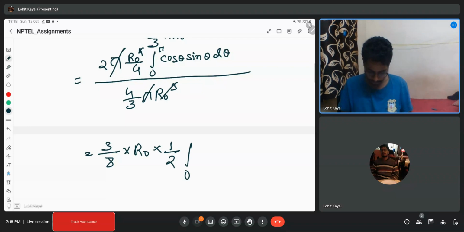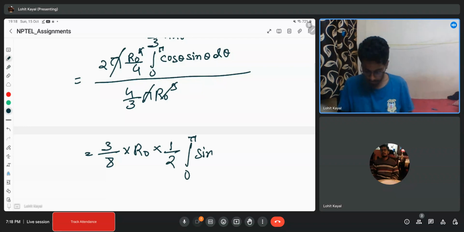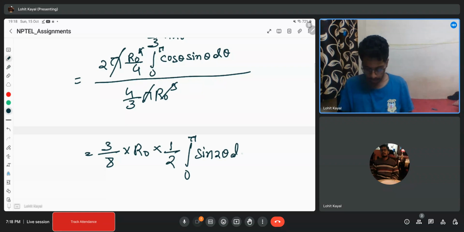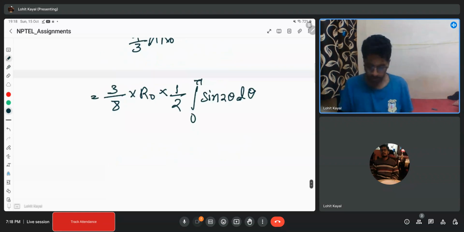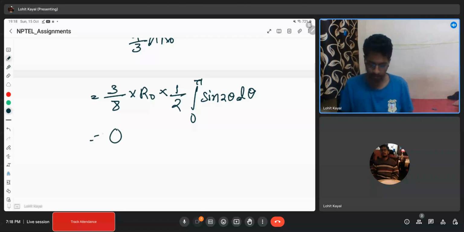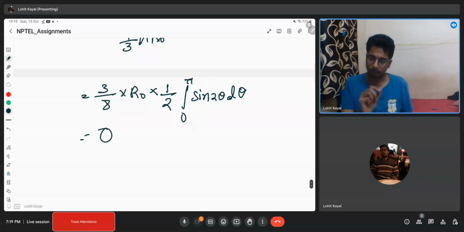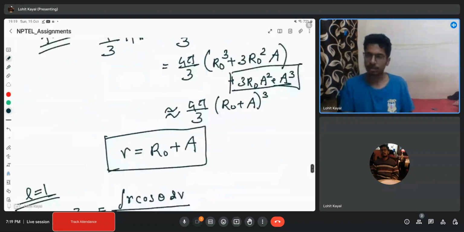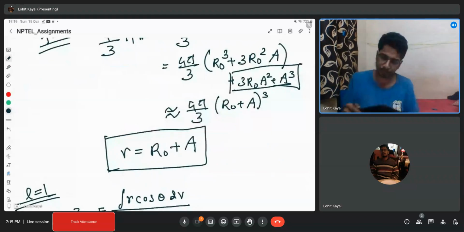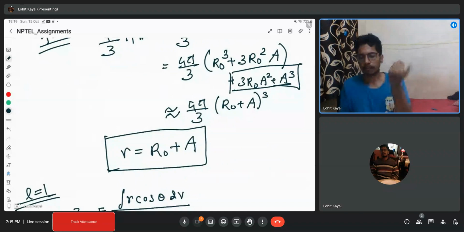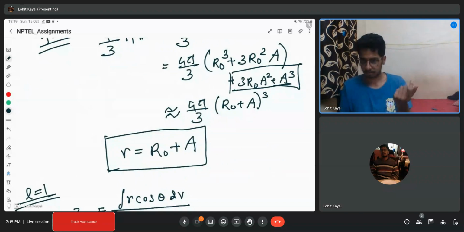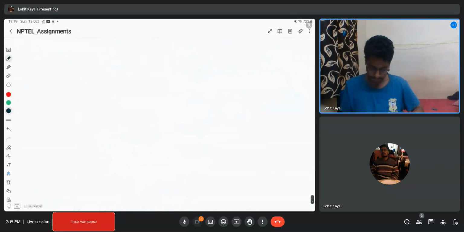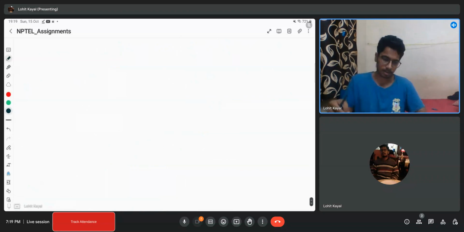It will be 0 to pi sine 2 theta d theta. So it will be cos 2 theta, and if we do the calculation, we get 0. So for the unperturbed sphere, the center of mass is at the origin of the sphere. Now what will happen if we perturb it? Let us now do the calculation.